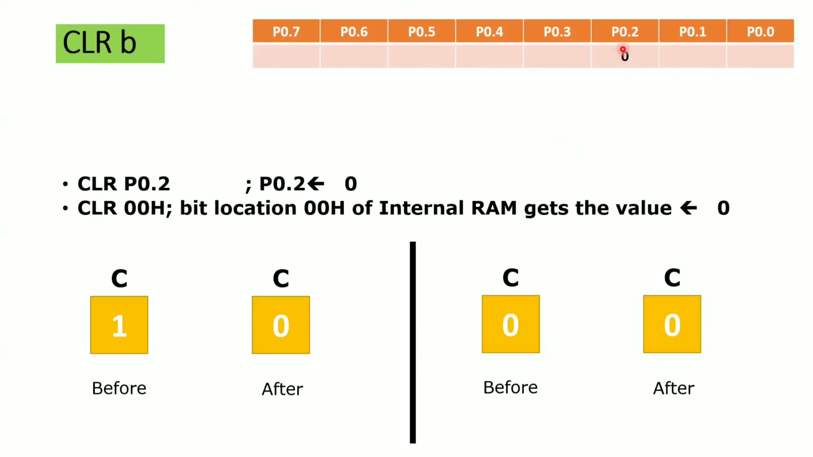Now see here, in P0.2 I have cleared. In the SETB instruction, I put 1 here, that means the LED is turned on. If I put 0 here, what will happen? The LED will be turned off. See here, the LED is turned off, which means I can make individual bits of this particular port 1 or 0 with the help of these bit manipulation instructions.